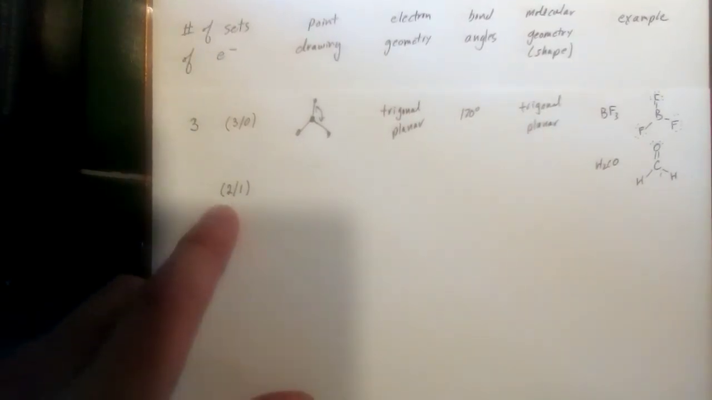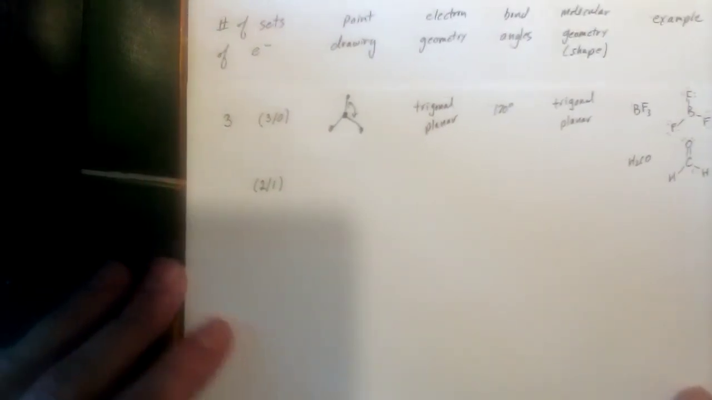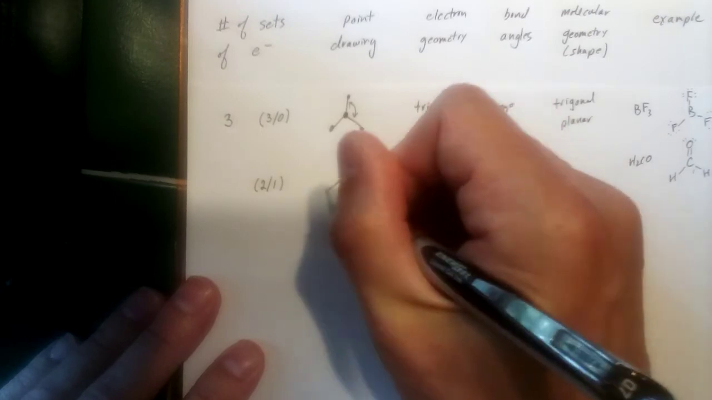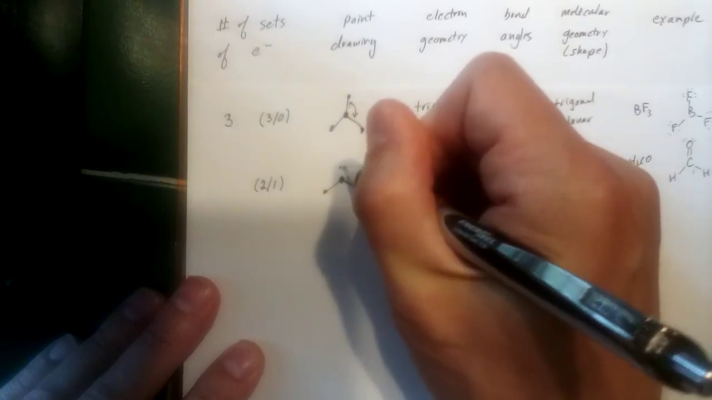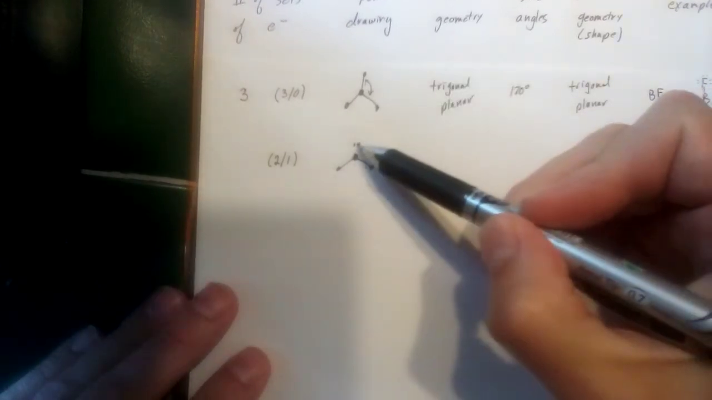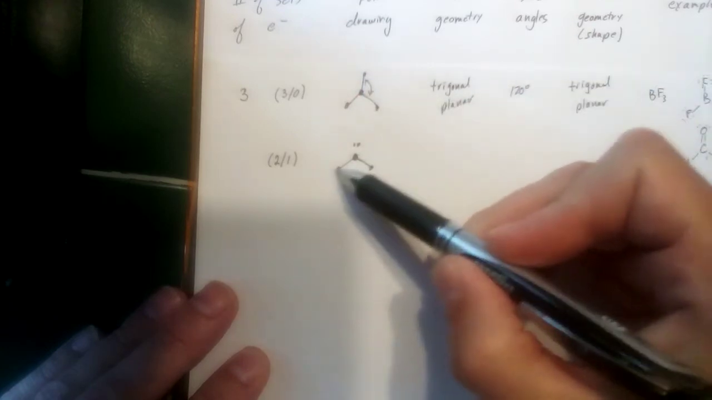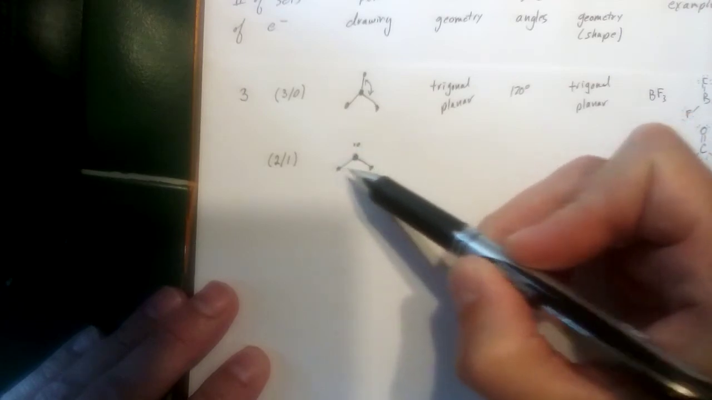Okay, now the other option: 2 bonds, 1 set of non-bonding electrons, but still a total of 3 sets of electrons. If we replace one of those bonds with a set of electrons, the set of electrons would occupy the position where one of the bonds was. So if I put a set of electrons here, replacing the bonding set that was pointed straight up, that really doesn't change the angle that you see right here. And there's still 3 sets of electrons.